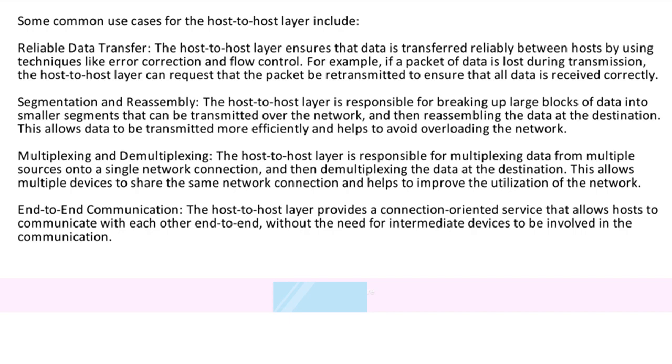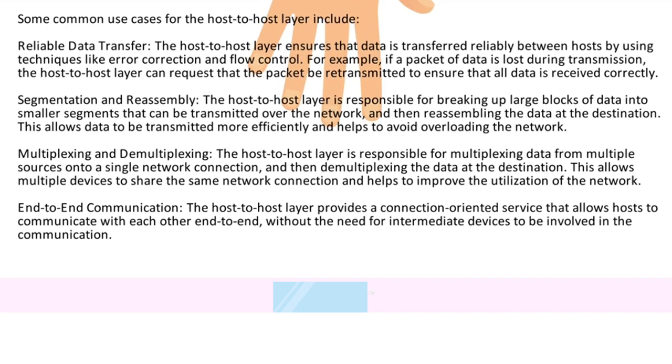Multiplexing and demultiplexing. The host-to-host layer is responsible for multiplexing data from multiple sources onto a single network connection and then demultiplexing the data at the destination. This allows multiple devices to share the same network connection and helps to improve the utilization of the network. End-to-end communication. The host-to-host layer provides connection-oriented services that allow hosts to communicate with each other end-to-end without the need for intermediate devices to be involved in the communication.